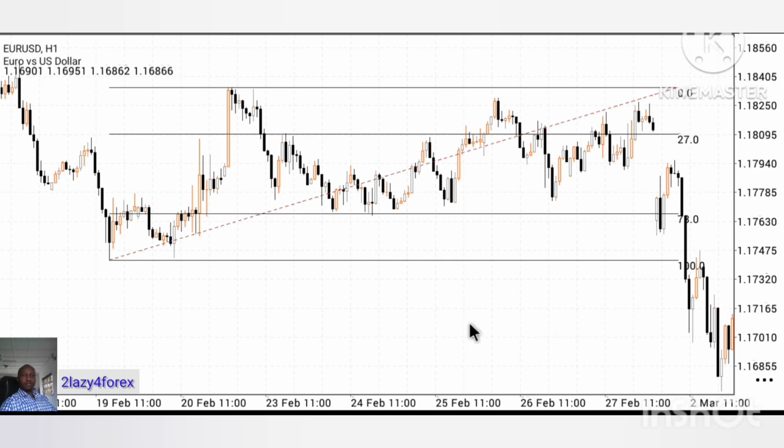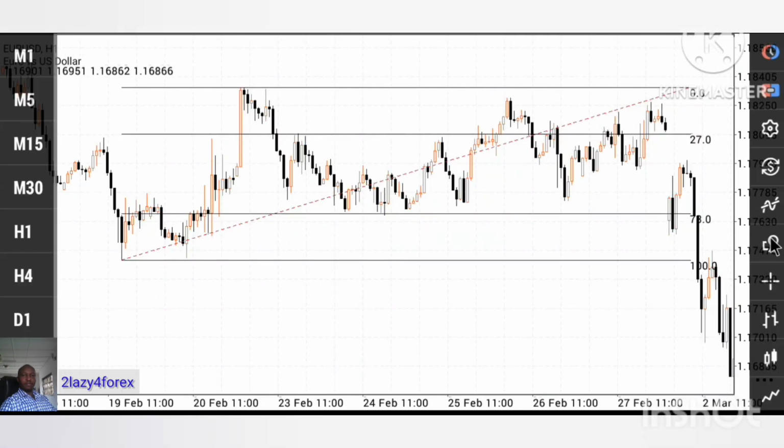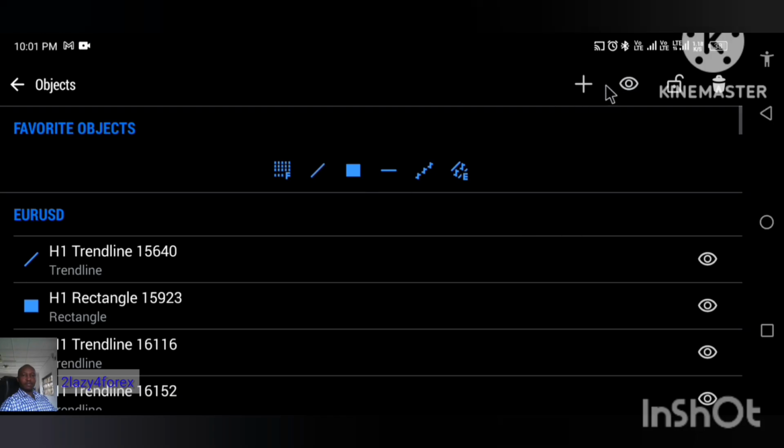Now if you are about to take a new trade, all you have to do is wait for a pullback. So let's just look at it like maybe price just got to this spot.